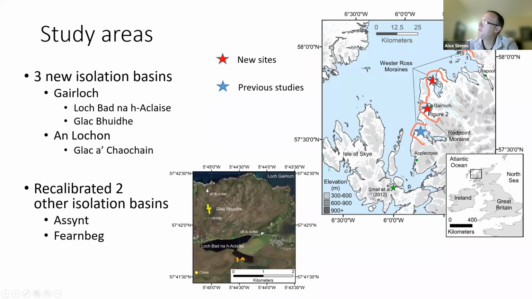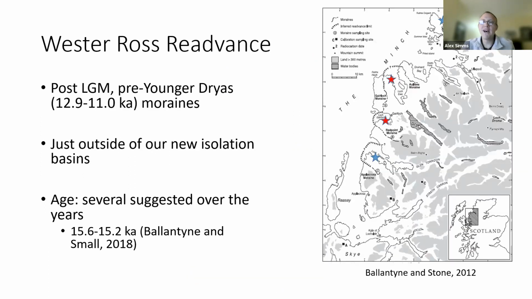And so I'm going to show you some new data here from these two isolation basins near the community of Gairloch in Western Scotland. And then we took some and recalibrated some ages from some other isolation basins. So one other thing that is kind of useful about these isolation basins is, during the overall retreat, we kind of know what the overall ice sheet was doing.